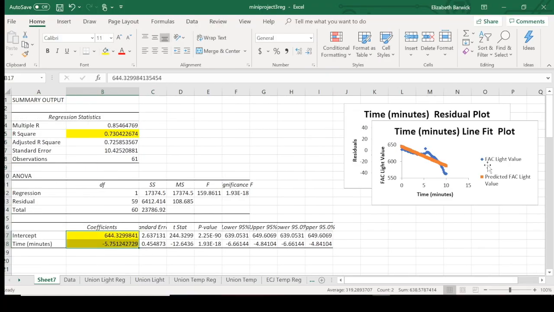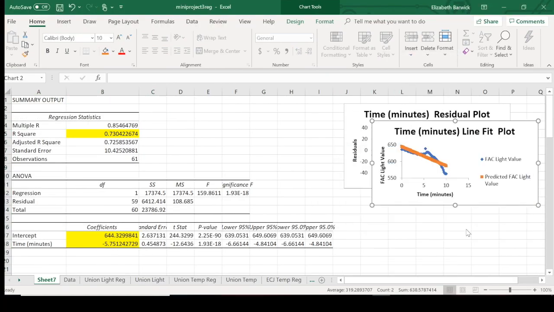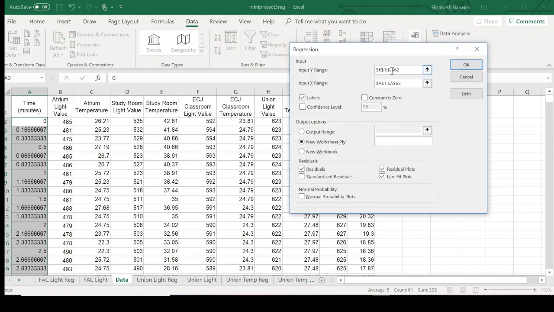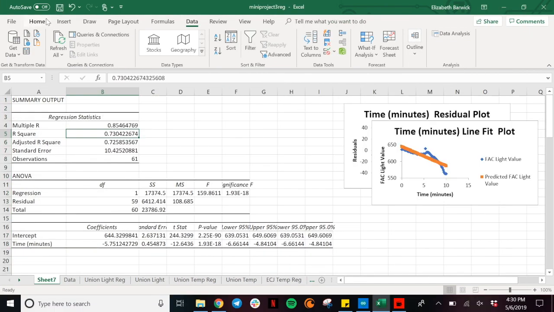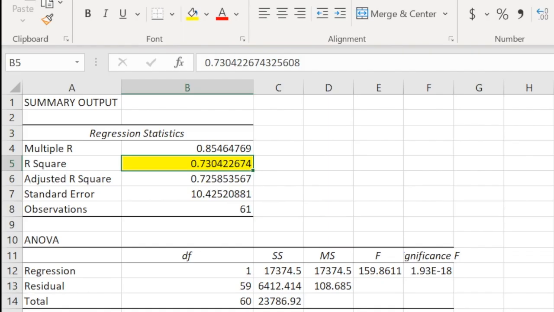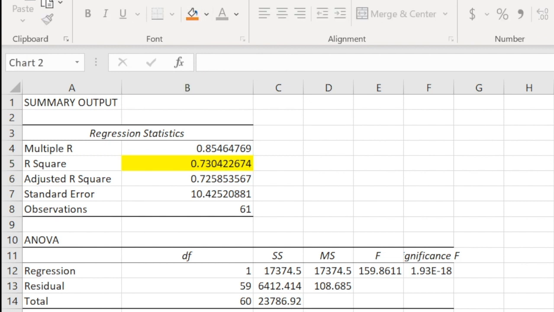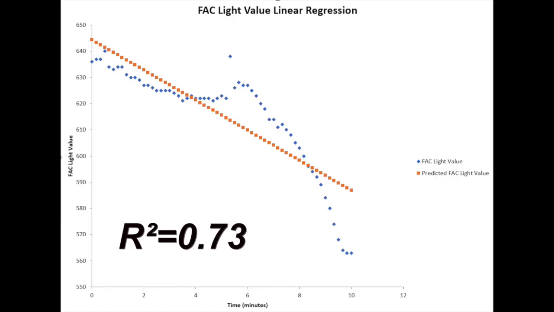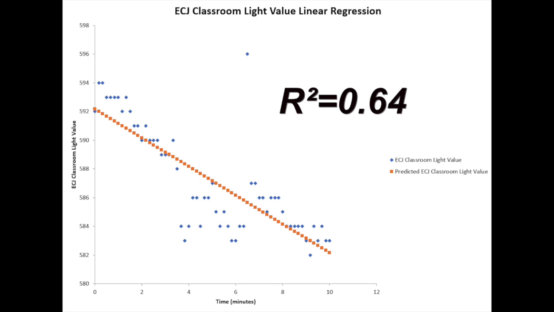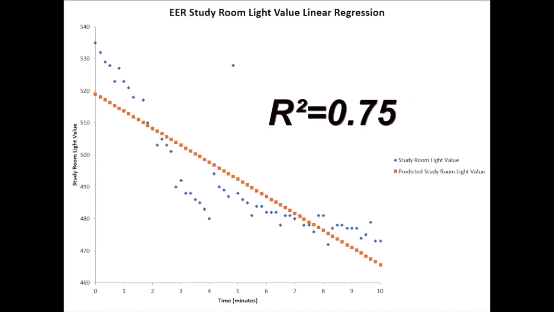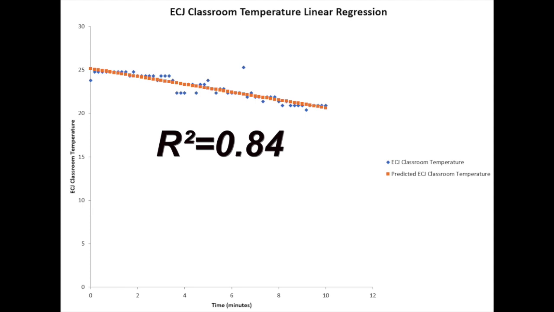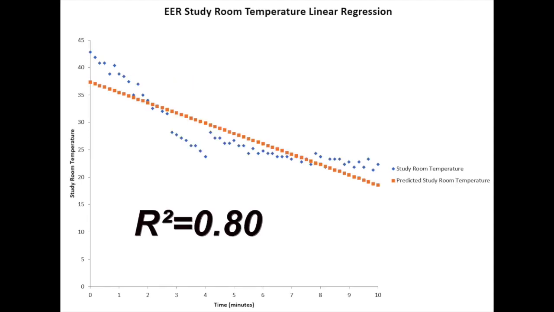After collecting the data, we computed simple linear regressions by hand and by using the data analysis function in Excel. We can see how accurate our data is by looking at the R-squared value, which tells us how close our actual data fits our model. We considered an R-squared of 0.6 and above to be accurate, which was the case for the light value in the FAC, the light value in the ECJ classroom, and the light value in the EER study room, as well as the temperature in the ECJ classroom and the temperature in the EER study room.